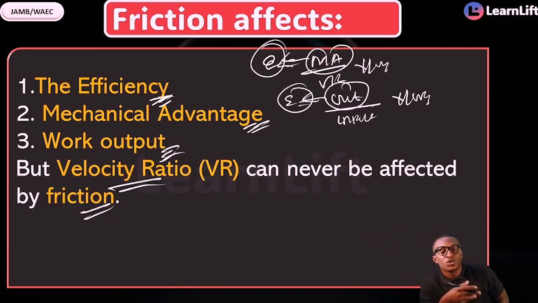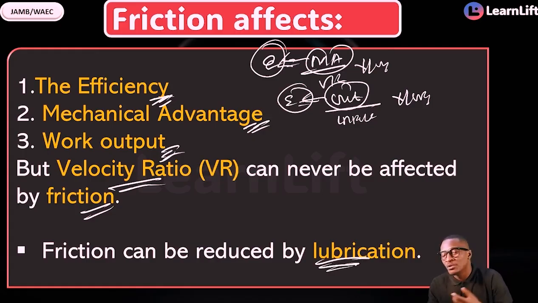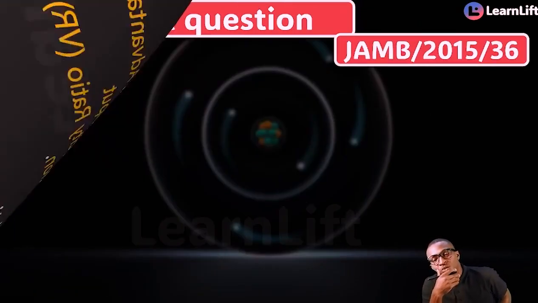And how can we prevent friction? By lubrication, right? Friction can be reduced by what? Lubrication, when you add oil to lubricate the parts. If you say you understand that, let's take past questions upon past questions.